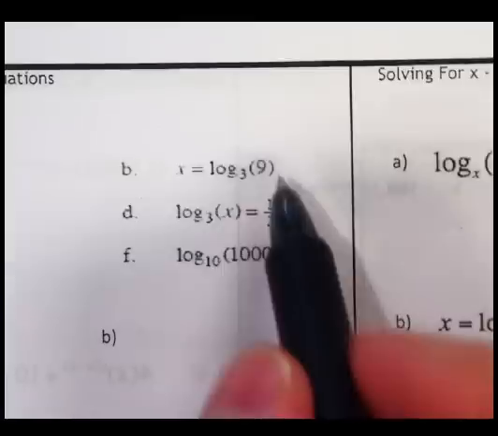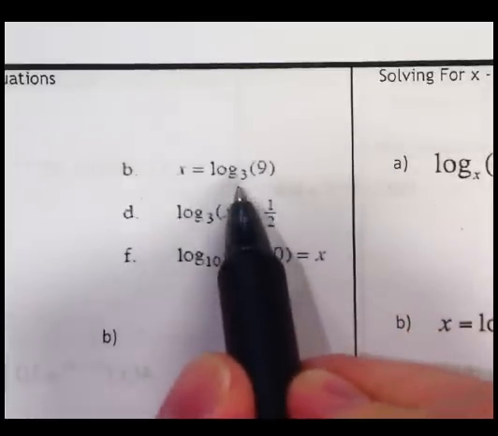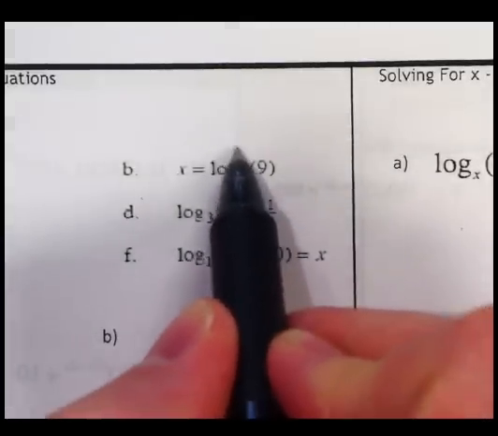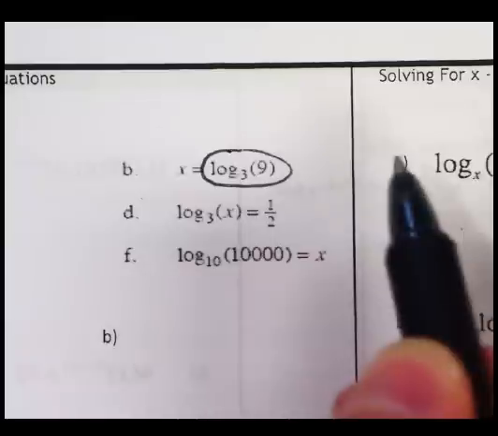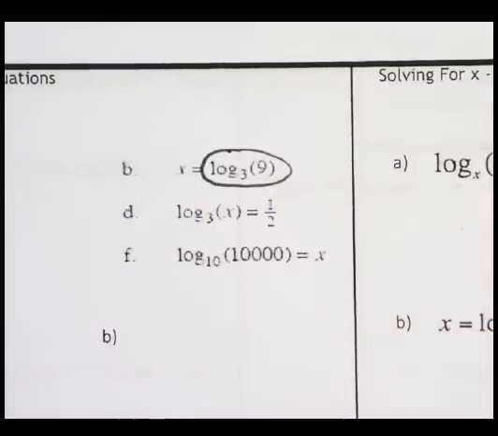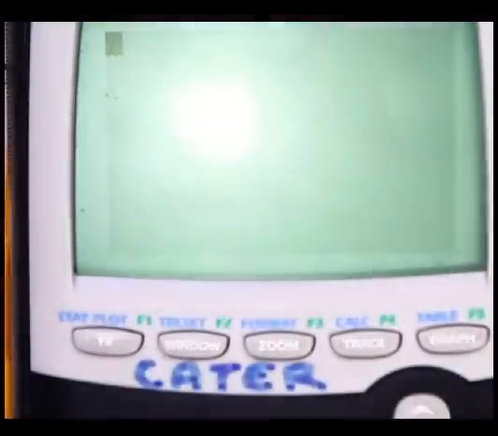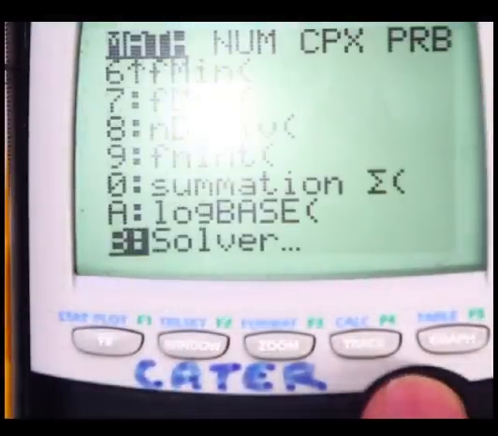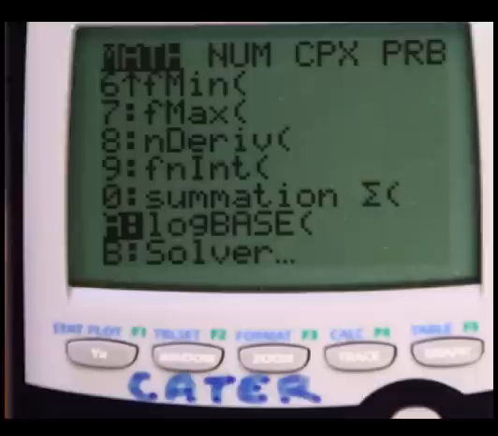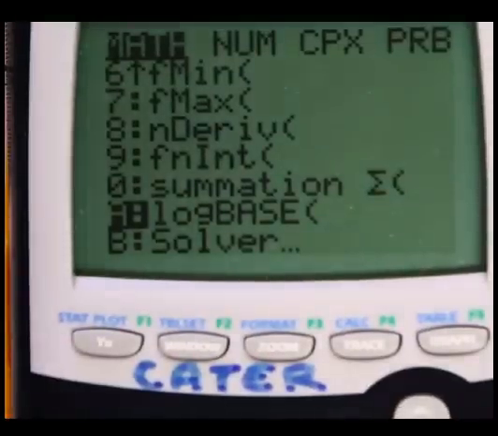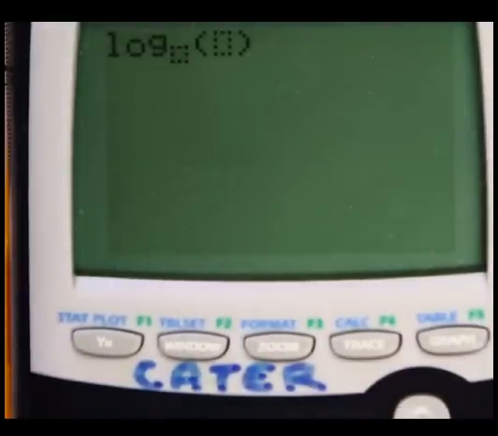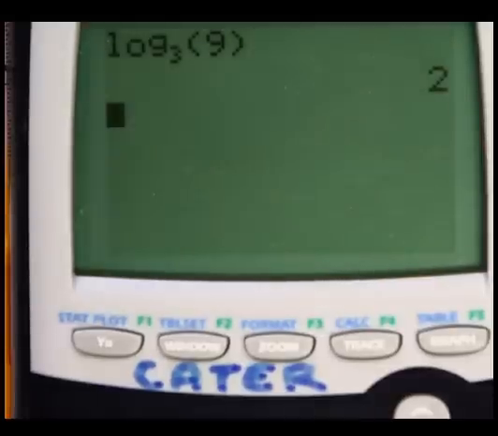On B, this one has all the numbers on this side already, so there's nothing I need to do. I can type this whole thing in my calculator. Some calculators allow you to do that with the log base key or the log base button. That's found in the math menu. If you push math and then you go up a couple, you'll see one that says log base. And if you have that, then you can just type in the 3 and arrow over and put in the 9 and enter, and you've got the answer as 2.